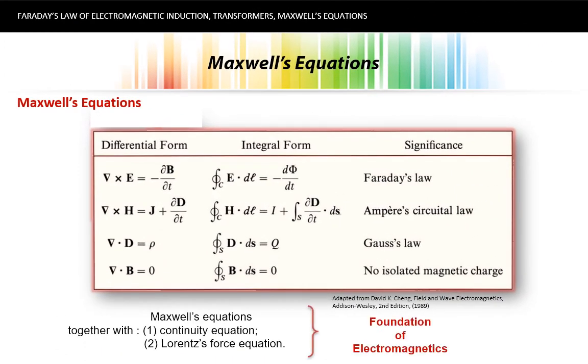In this table, you see both the differential and integral forms of Maxwell's equations. These four equations have specific names. The first one, either in integral or differential form, is called Faraday's law of induction. The second equation is known as Ampere's circuit law. The third is the Gauss law, and the final equation refers to no isolated magnetic charge.